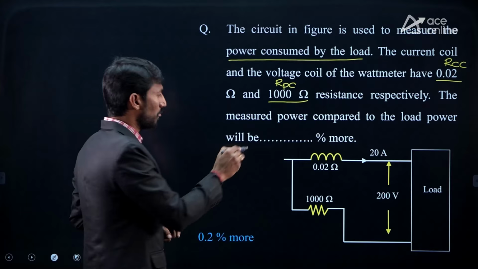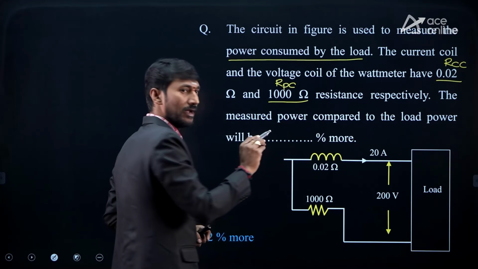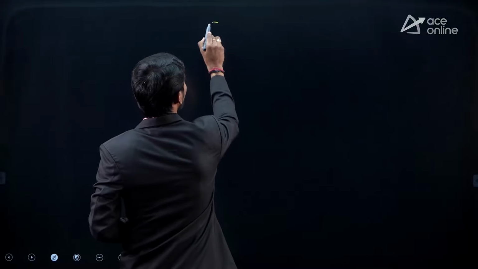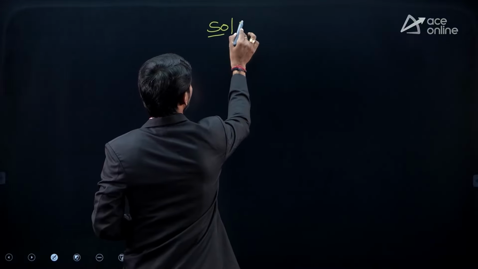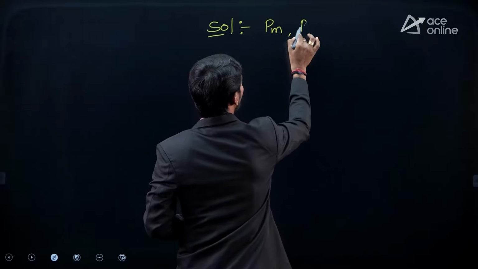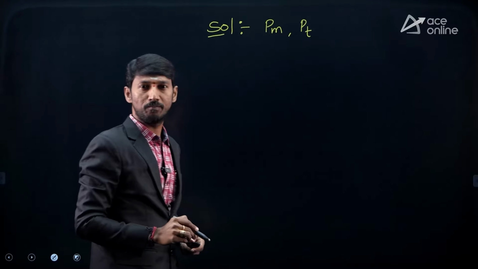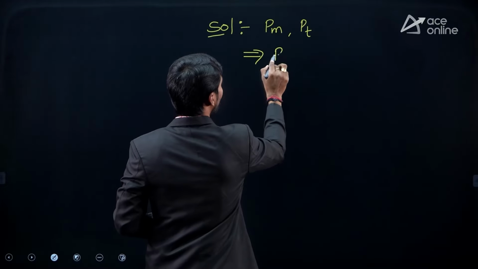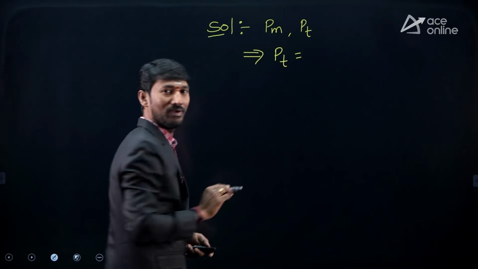In that way they are asking. So we need to find out the corresponding percentage error. In order to find out the percentage error, what do we require? Measured power we require as well as true power is also required. Now, if you see the given data, directly we can get the true power.